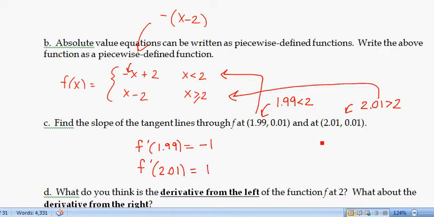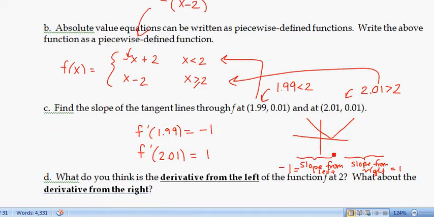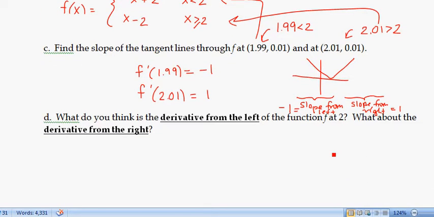Okay, so what's happening visually, and this is obvious visually, right? If you look at the graph, as we're coming from the left, the slope from the left is negative 1, and the slope from the right is equal to positive 1. So this is very obvious visually. We've got a constant slope of negative 1 coming from the left. We've got a slope from the right that's positive 1. So what do we think the derivative from the left of f of x is at 2? That's negative 1, and the derivative from the right is positive 1.